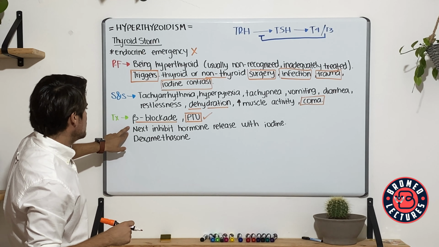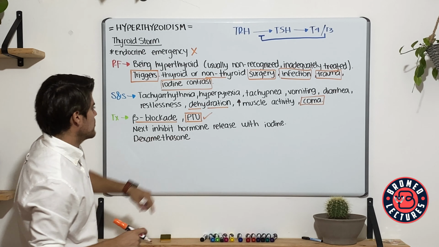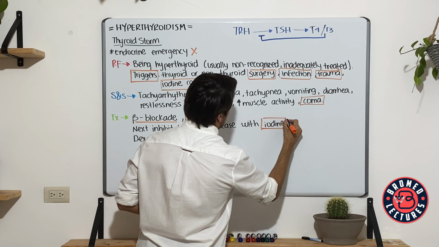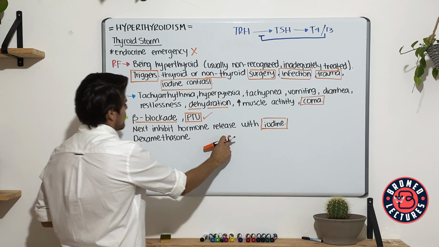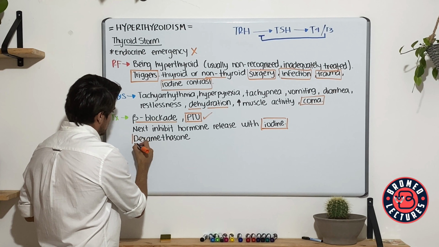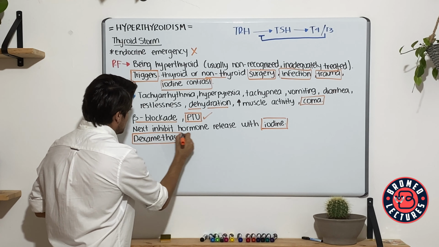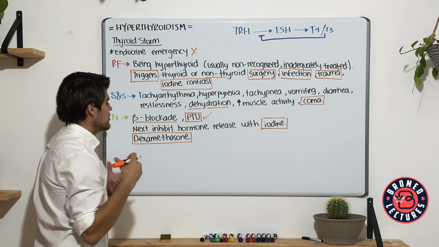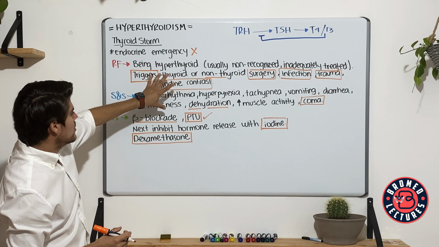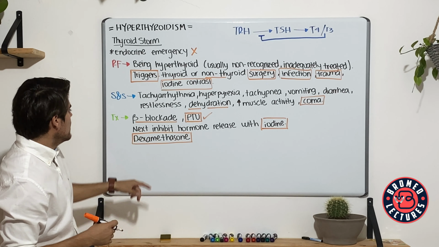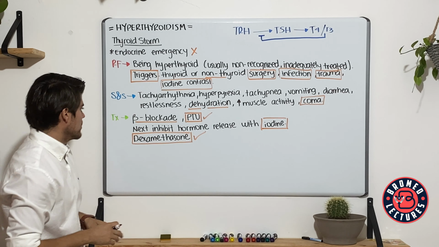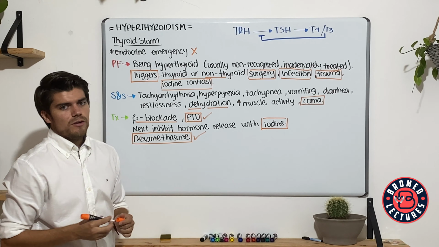Now, next thing you need to do is to inhibit the hormone release with iodine. You load the gland with iodine, and it is gonna lower the release of hormone, right? And some books describe the use of dexamethasone, and this is because the adrenals are not going to be able to keep up with these rates of thyroid hormone release, and so you need to give them a help with the dexamethasone, okay?